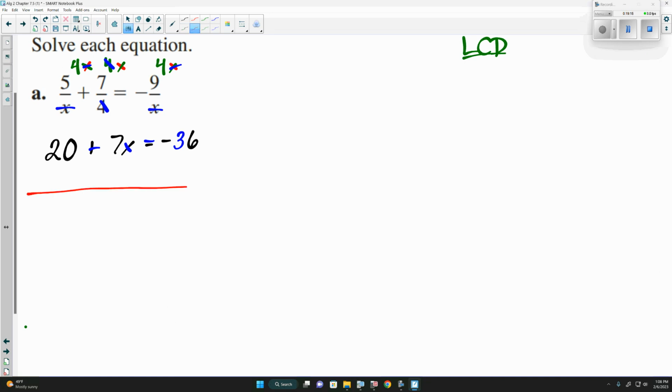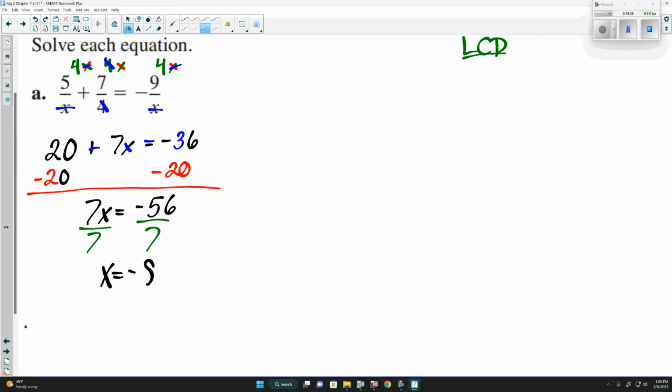We need to get x by itself, so the first thing we can do is subtract 20 from both sides. And if we subtract 20 from both sides, we get that 7x is equal to negative 56. And lastly, we would need to divide both sides by 7, telling us x is negative 8.